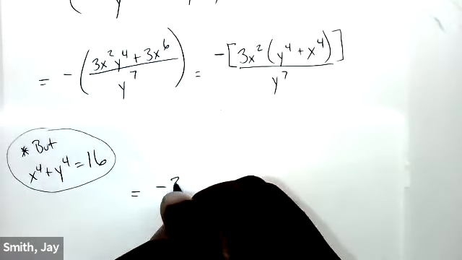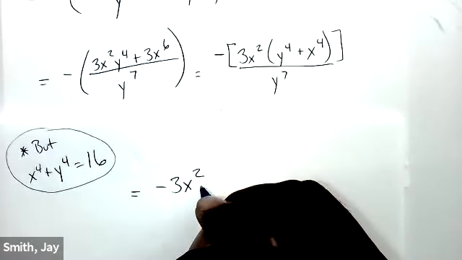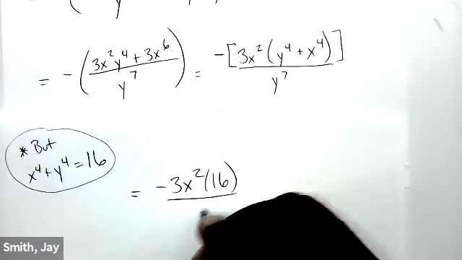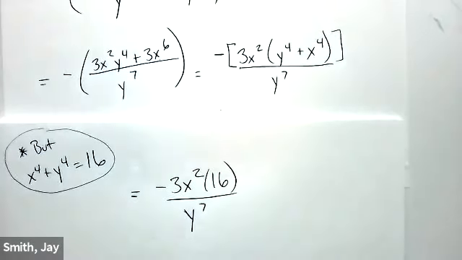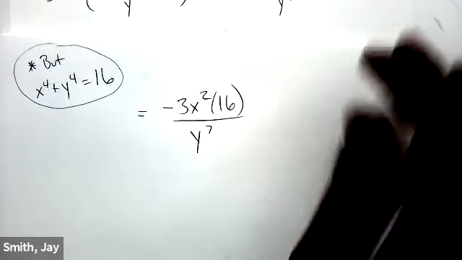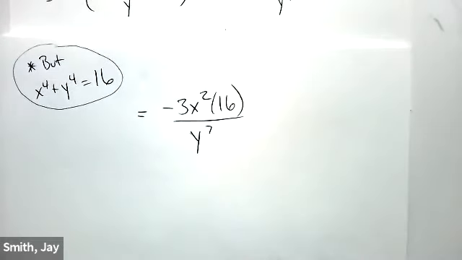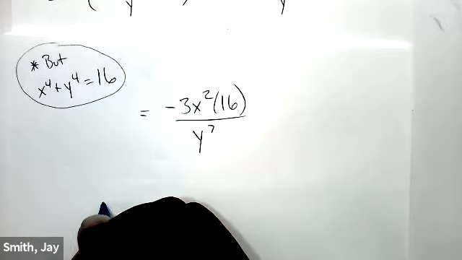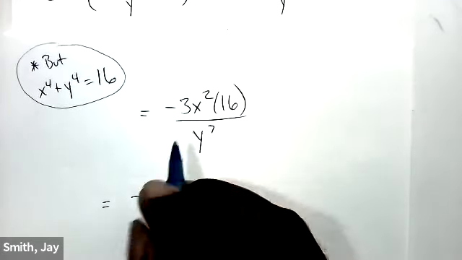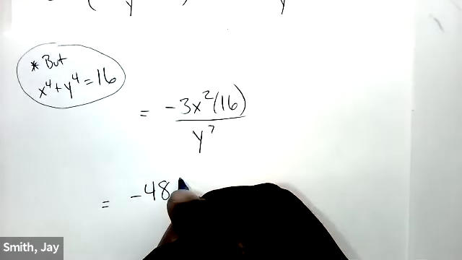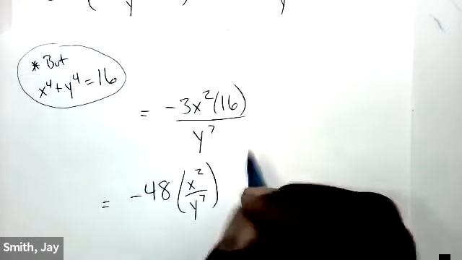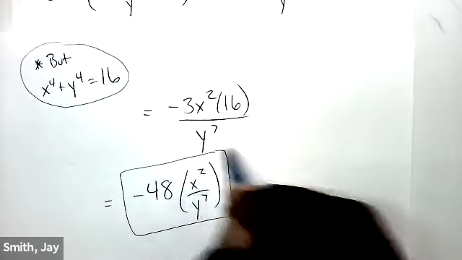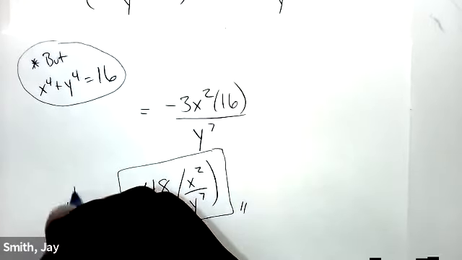So we have a -3x squared times 16 over y to the 7th. Our answer ends up being -48 times x squared over y to the 7th. And this is y double prime.